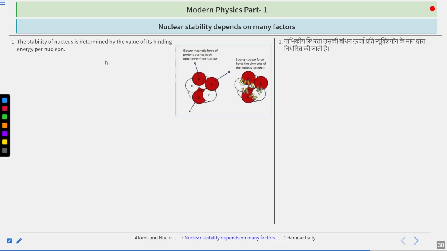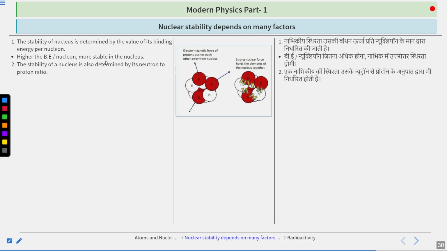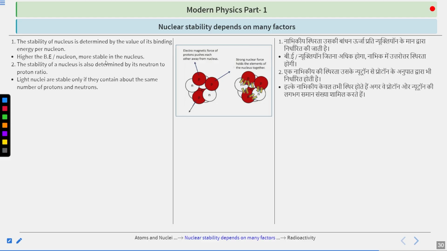Now, nuclear stability depends on some factors. Let's see them. The stability of a nucleus is determined by the value of its binding energy per nucleon. The higher the binding energy per nucleon, the more stable the nucleus. The stability of a nucleus is also determined by its neutron to proton ratio. Light nuclei are stable only if they contain about the same number of protons and neutrons. If either of them is higher, the nucleus will become unstable.